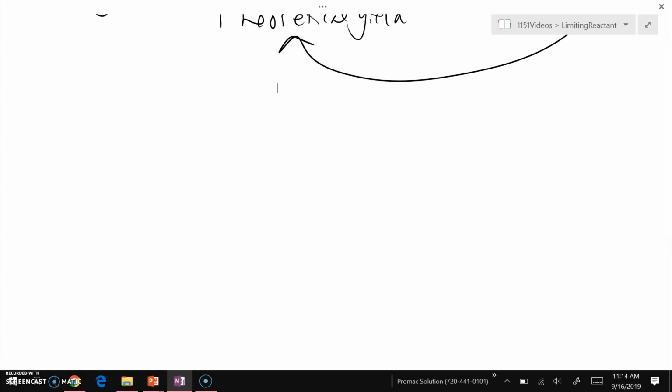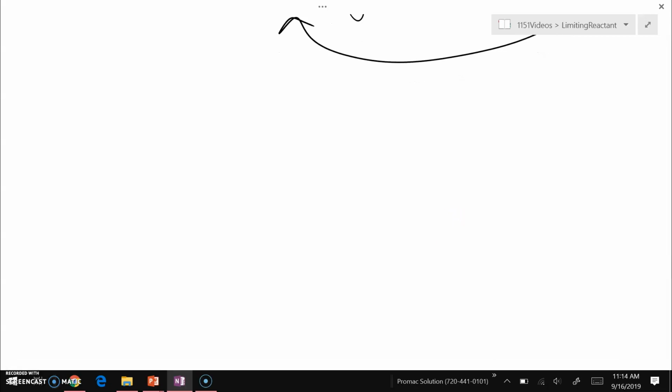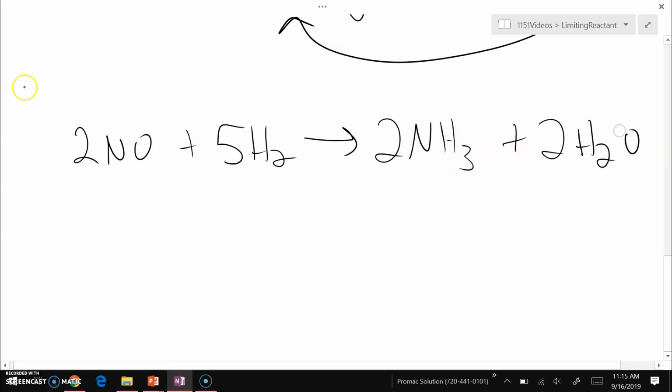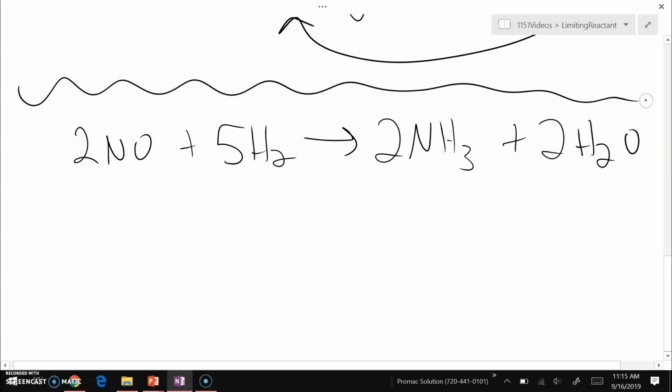Let's see if we have time to do an actual problem, a real problem. And we're not going to do percent yield. We're just going to do parts 1 and 2. Okay, so let's just say we have 2NO. I'm not going to write what these are. They're all gases. Plus 5H2 produces 2NH3, which is common ammonia, plus 2 water. Okay, so we'll just do a little squiggly here.